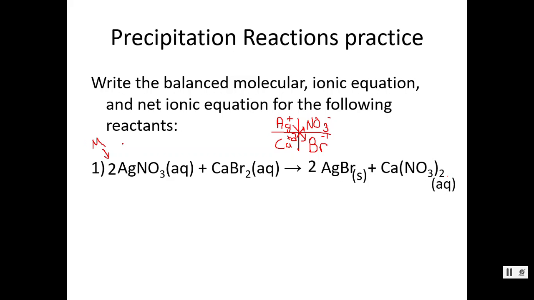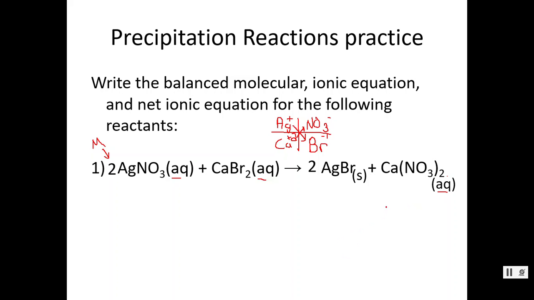Now it's time to do the ionic, or the total ionic, equation. If you remember, to do ionic equations, we focus on the species that are aqueous. Those species get split up in the ionic equation into their cations and anions. So looking at the first species, we've got silver nitrate. So we're going to have silver ions and nitrate anions.